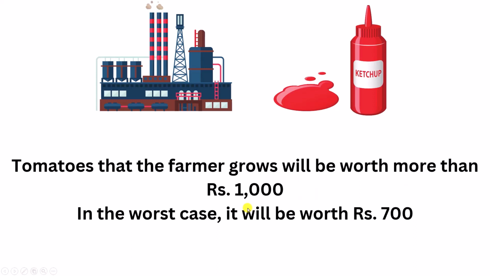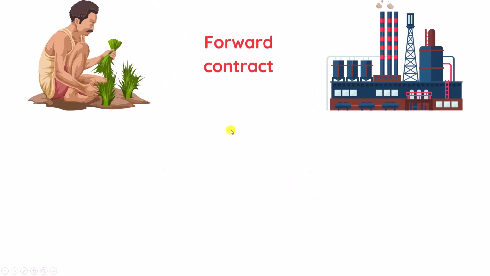And in the worst case, okay, in the worst case, it will be worth 700 rupees. Okay? They are expecting it to be worth 1000 rupees, but due to unforeseen circumstances, it will still be worth 700 rupees. Okay? This is what they think. This is what the factory thinks. And so, the farmer and the factory get into a forward contract.